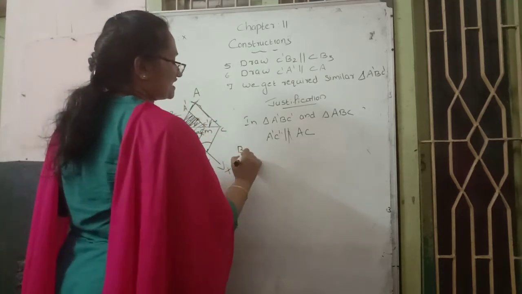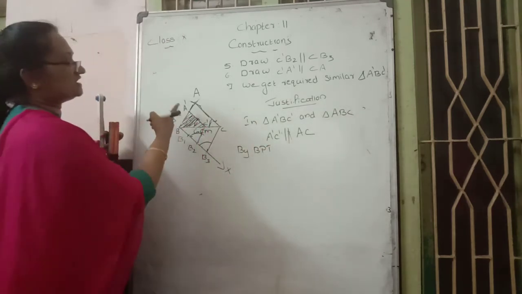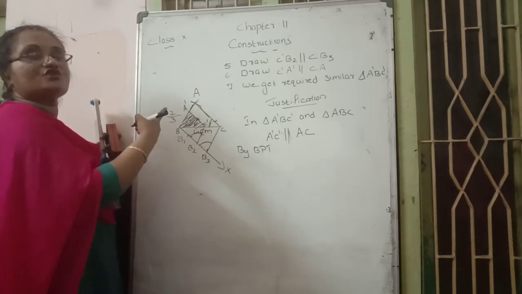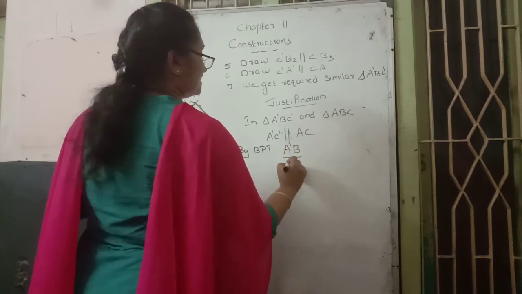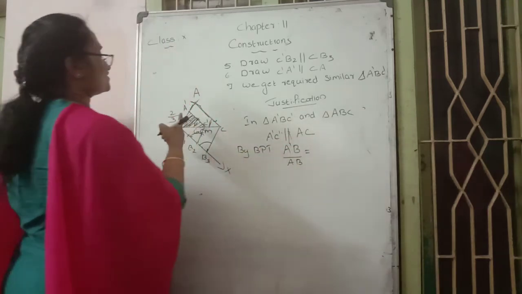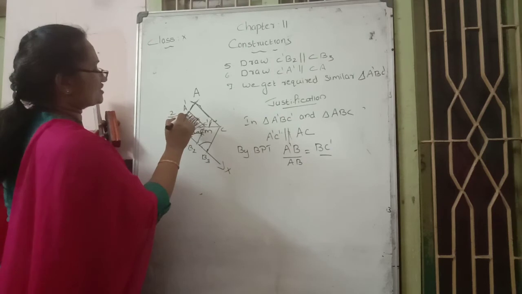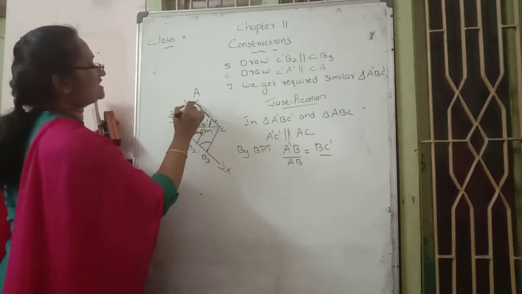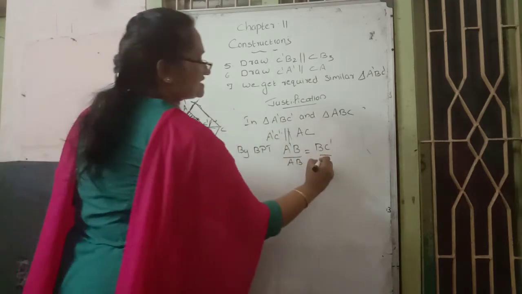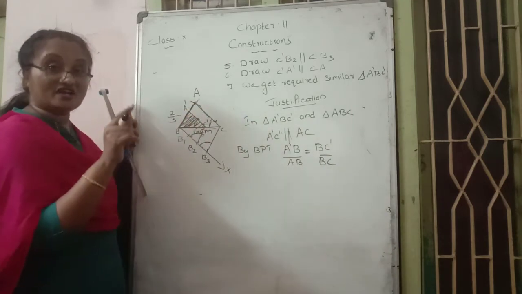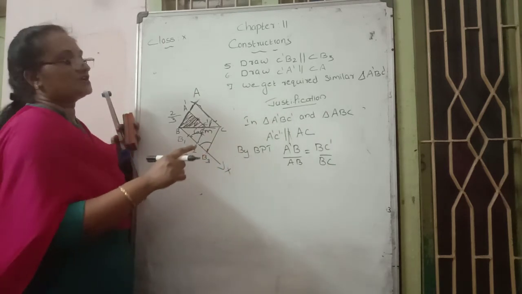By the BPT theorem, the basic proportionality theorem, a parallel line divides the sides in equal ratio. So we can write A dash B by AB is equal to BC dash by BC. Here A dash B is on one side of AB, and BC dash is on BC. So ratio-wise they are divided in equal ratios. Then A dash B by AB is equal to BC dash by BC.